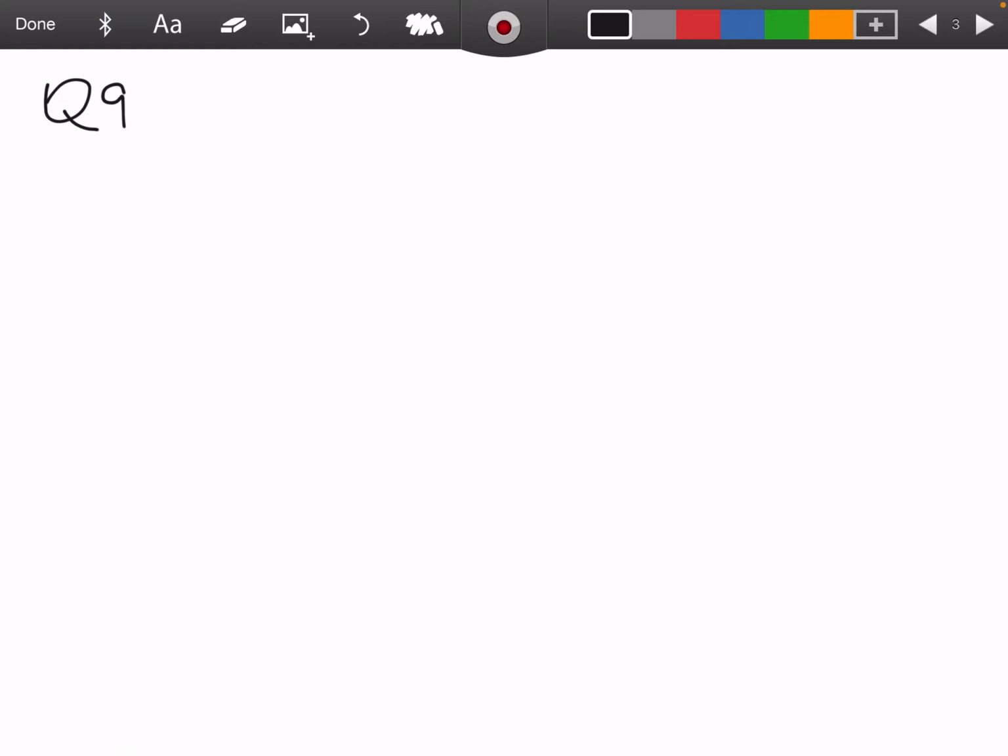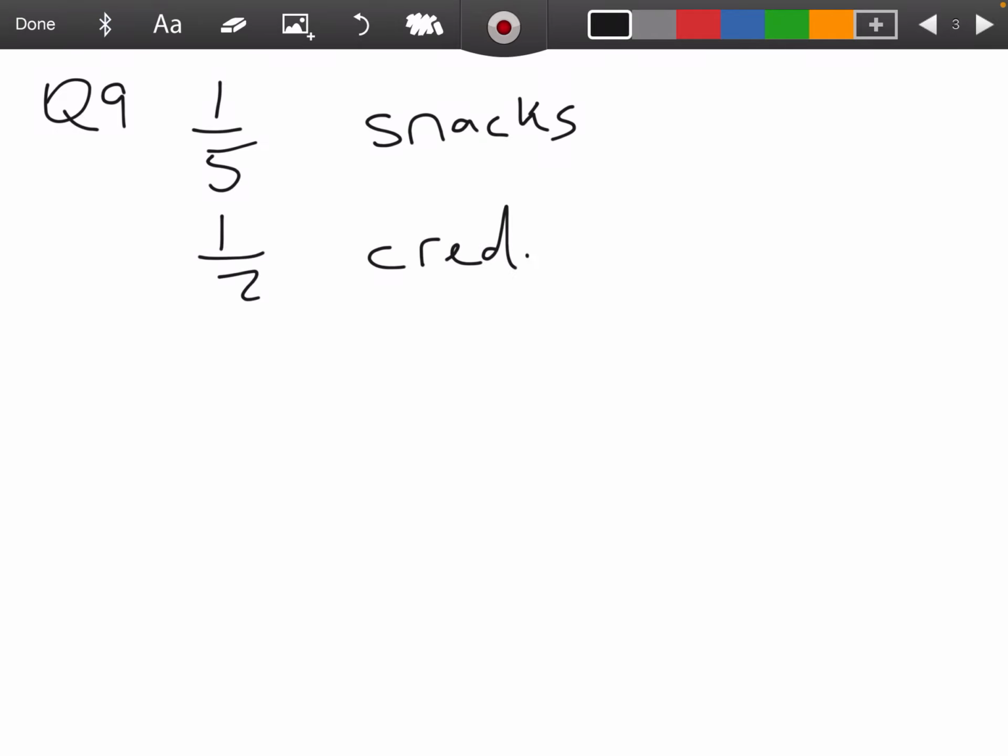The question says, last month Kira spent a fifth of her pocket money on snacks, and half of it on credit for a phone. She put the remainder, whatever's left over, into her credit union. So I'm going to write credit for phone here so we don't get mixed up with credit union. What fraction of her pocket money did she spend?